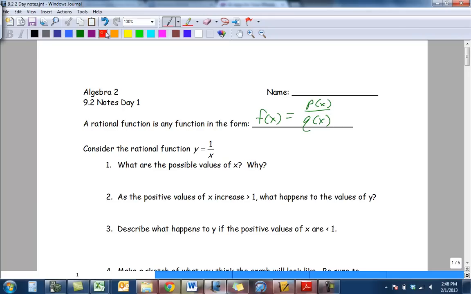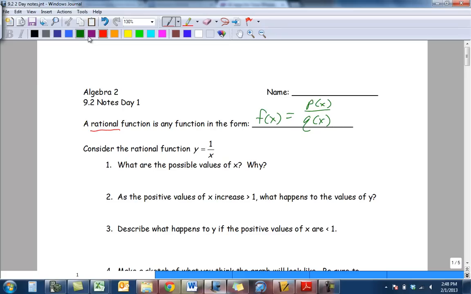But here's the thing. Back at the beginning of the year, we talked about what a rational number was. A rational number was anything that could be expressed as a fraction. And so that's all this is. A rational function is just anything that's a fraction. Let's consider this first rational function. y is equal to 1 divided by x. p of x is 1. q of x is x. It's just a fraction. That's it.